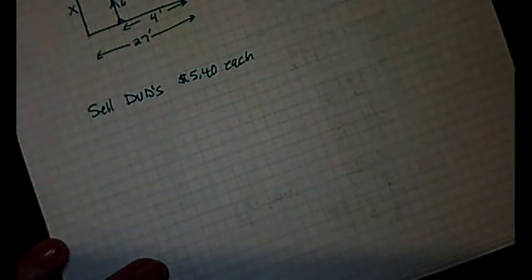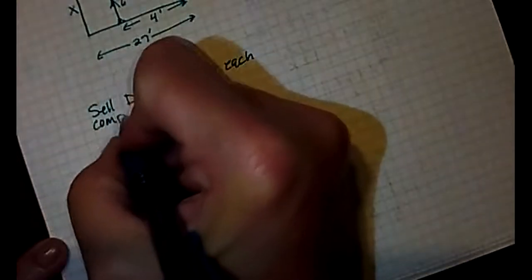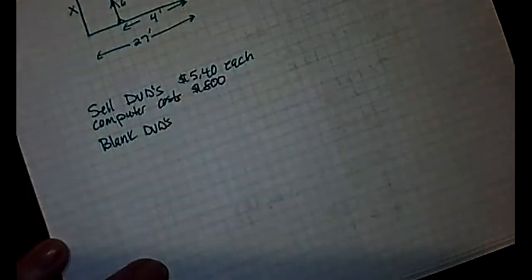A computer with a DVD burner. So the computer costs $800 to buy. And then the blank DVDs that he would burn them onto are 40 cents a piece.